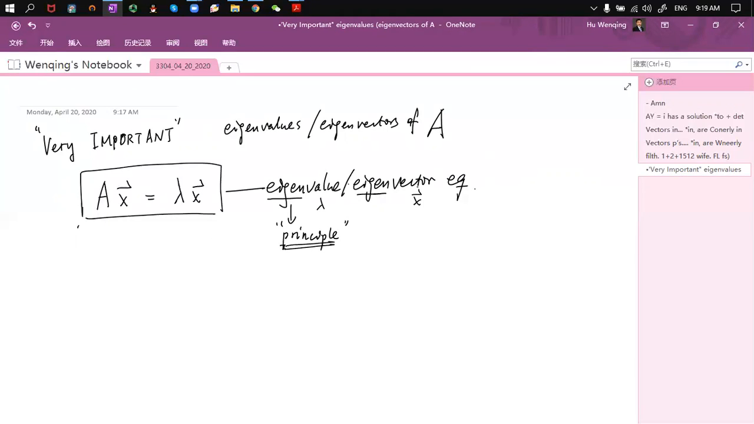You can see that first of all, it's kind of a weird equation because it has only one equation but two unknowns. Both lambda and x have to be solved from only one equation. So there's only one equation in this problem that relates lambda and x.